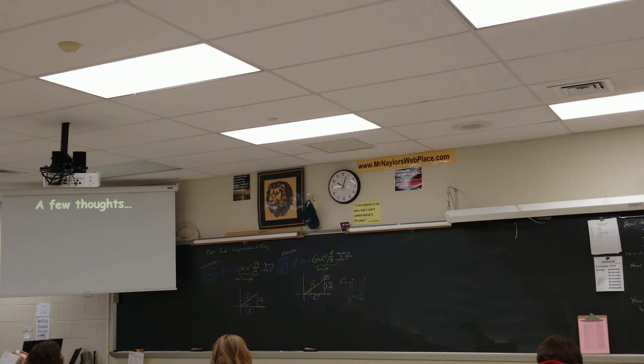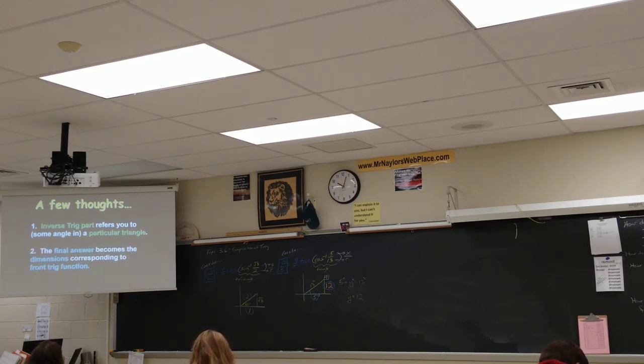Let me help to summarize. Maybe you just want to read this. Maybe you want to copy it down. I want to provide it to you because whenever you do a composition, you always start with the inverse part. And if the color coding helps you, that's supposed to be the one that was in green. So you start with the inverse part, the part on the inside. And then your final answer, as you've seen a couple times, becomes the dimensions from that outside function, from that front function.